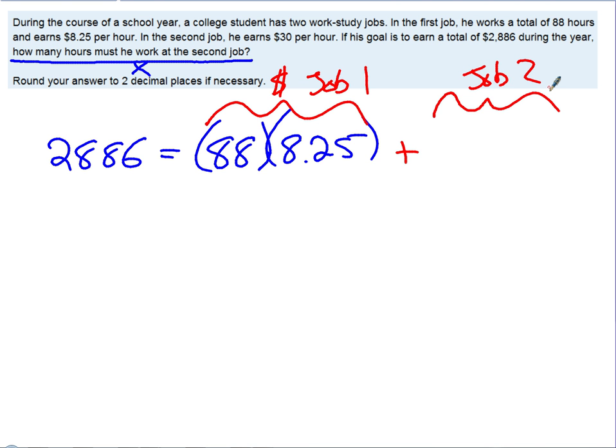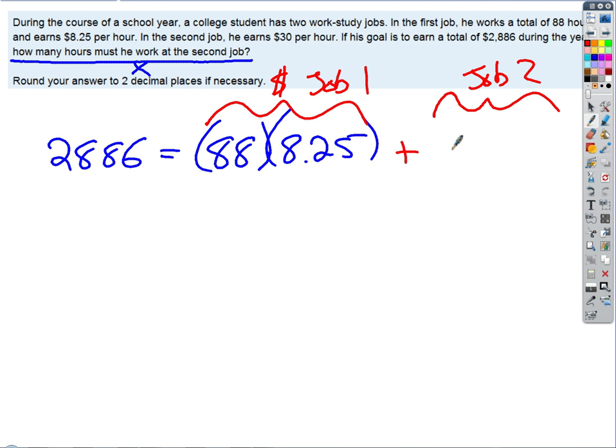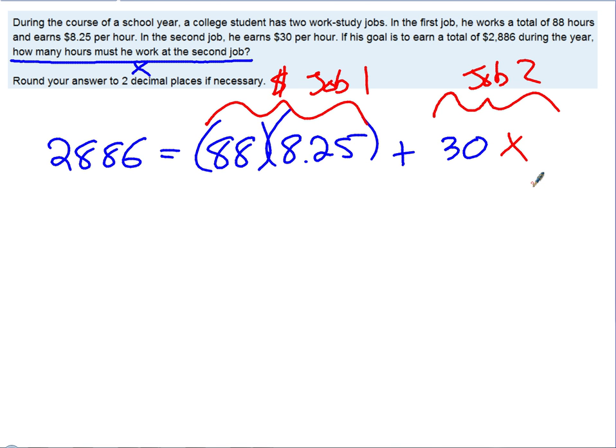Okay, 30x. Because we don't know. It depends on how many hours he works, right? We know that at his second job, he's making $30 an hour. But x is the unknown here. That's the number of hours he works at the second job, right? Make sense? Okay, so there's our math equation, and now this becomes simple. We can shift into algebra mode, and it's no big deal, is it? What would we do to solve this?